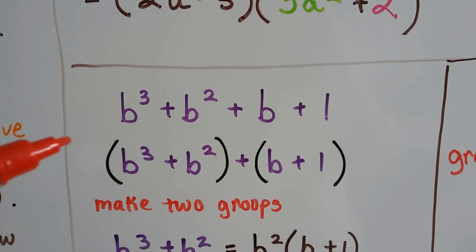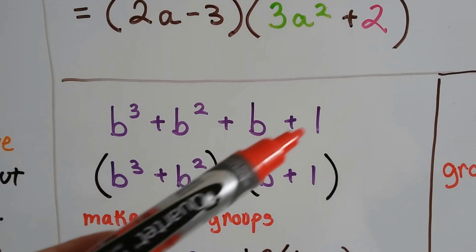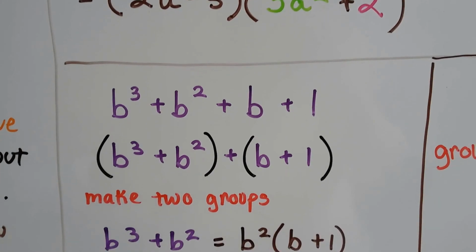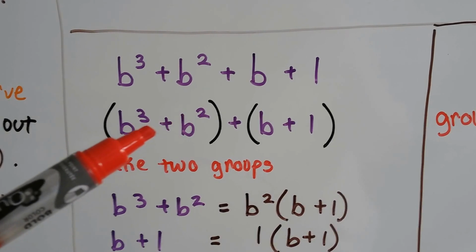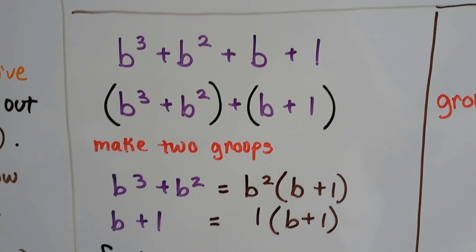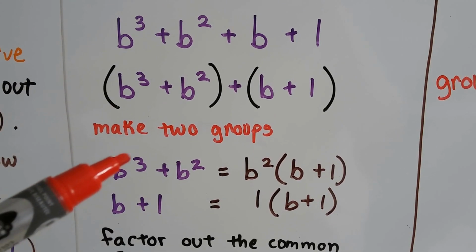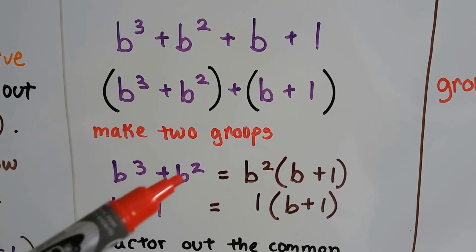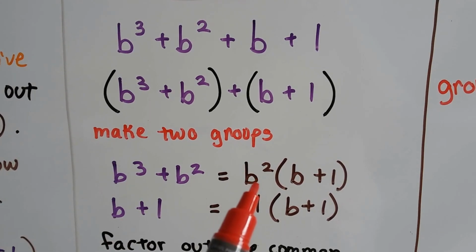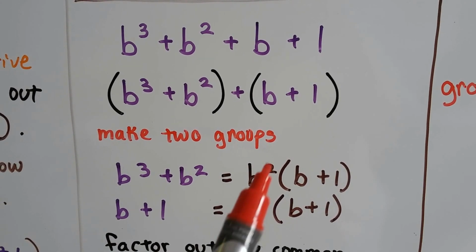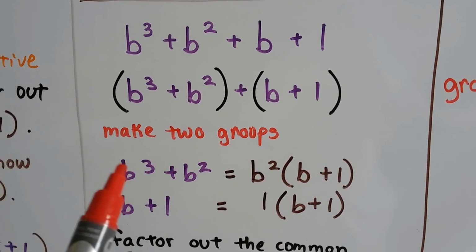We've got b to the third plus b to the second plus b plus 1. Now what happens when we've got just a b plus 1? Okay, we still make 2 groups. B to the third plus b to the second is in one group, and then the b plus 1 is in the other group. We're going to factor this b to the third plus b squared. We can pull a b to the second out of each of them, can't we? So we're going to end up with b squared times b plus 1 for this one to be factored.